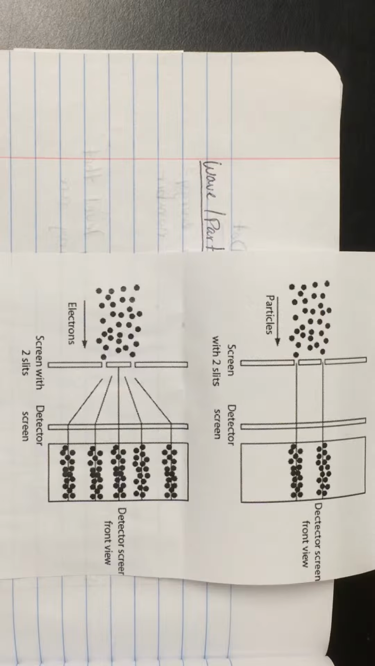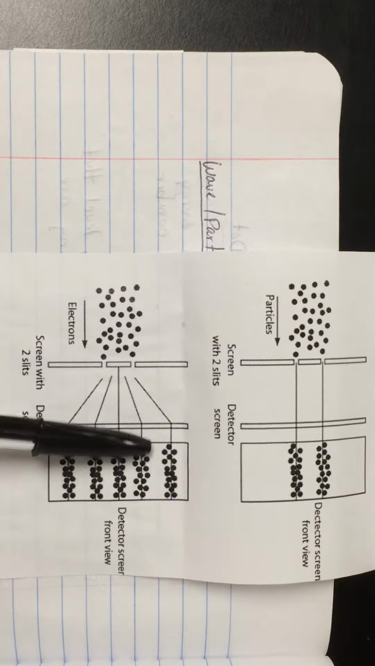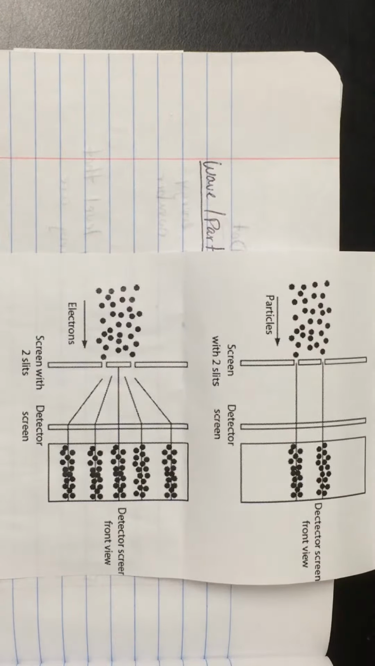So the scientists thought, well, maybe the electrons, because they're all negatively charged, are spreading away from each other, right? Maybe they're repelling one another, and for some reason that ends up giving us these bands.